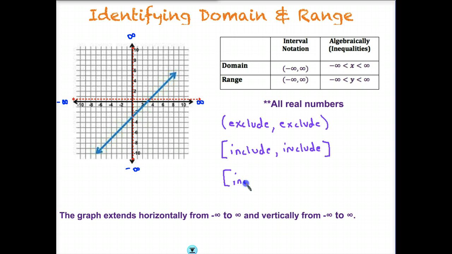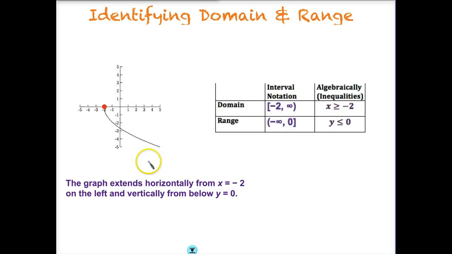Now it is possible to have combinations. In this case, if we have a bracket, we would include the number next to the bracket, but we may have a parenthesis on the other side, so we would exclude the number next to the parenthesis. Okay, and let's look at some examples of that. In this next graph, we are starting here at this point, which is (-2, 0), and let's write that on here.